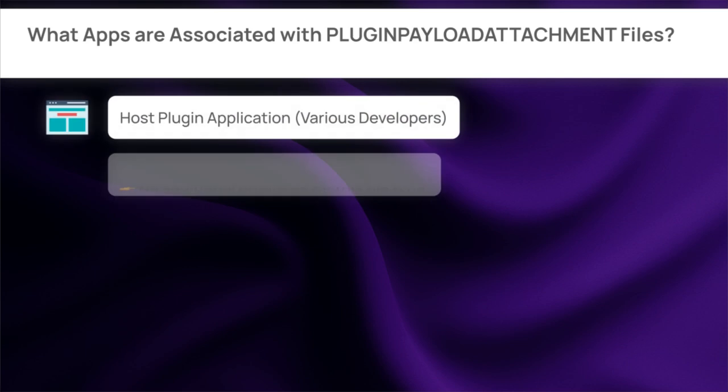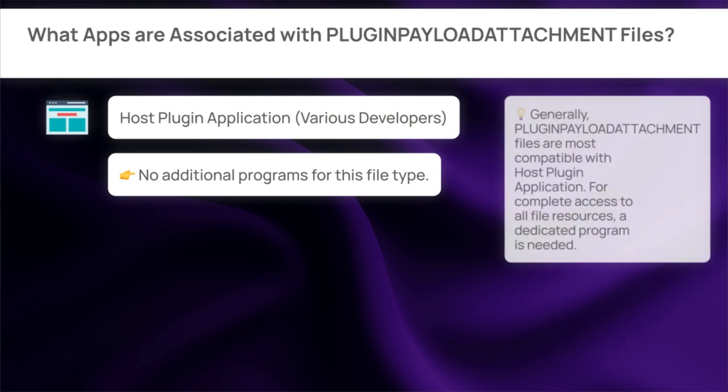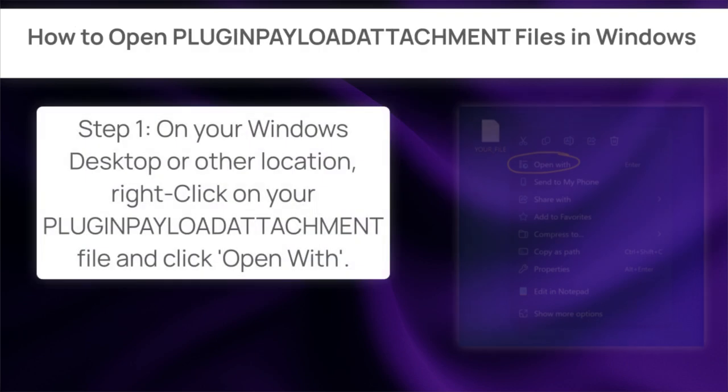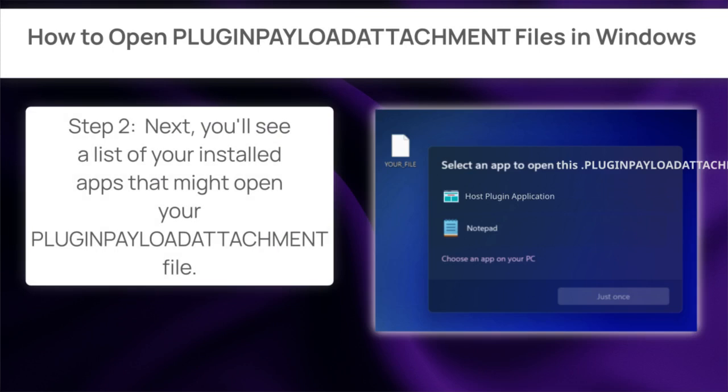For plugin payload attachment files, the host plugin application is typically the most effective first attempt. For complete access to all file resources, a dedicated program is needed. Windows cannot determine how the plugin functions, so safe execution relies on dedicated software. To resolve the incompatible file format error, right-click the plugin payload attachment file and choose Open With.